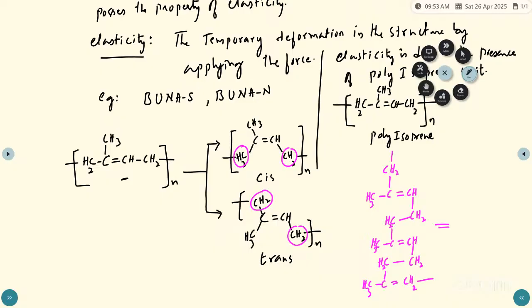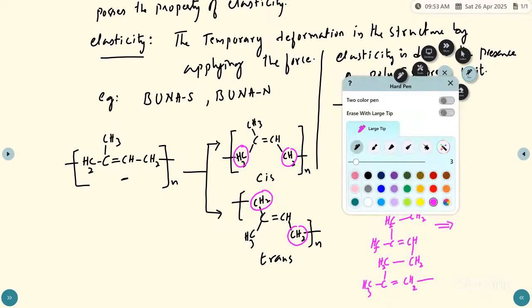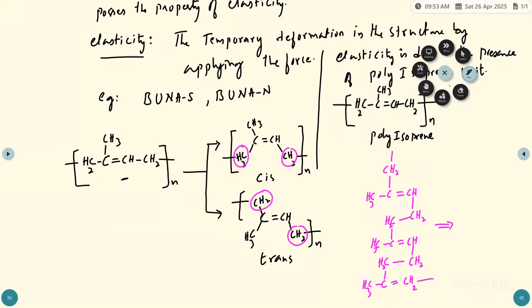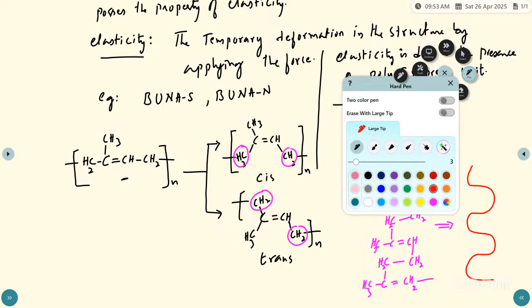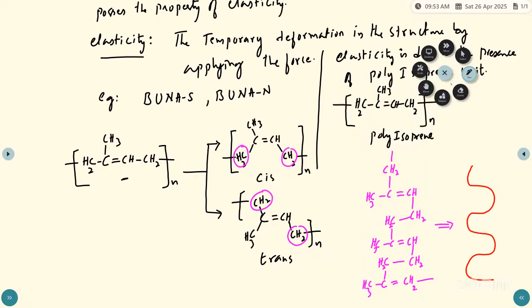So it looks like this, so I am writing the structure like this. See the structure, once observe the structure, how it looks. It's like a spring structure, it's like a spring structure.